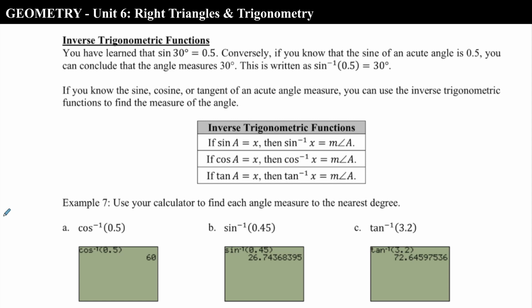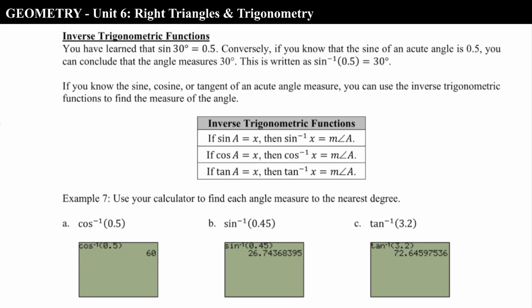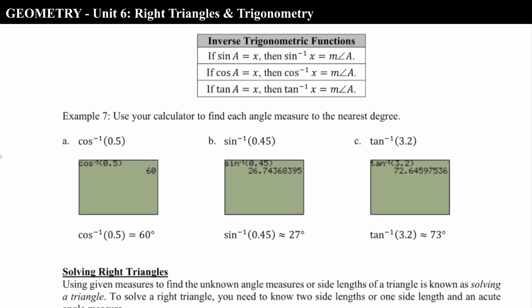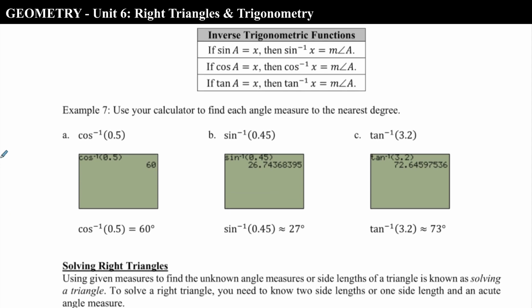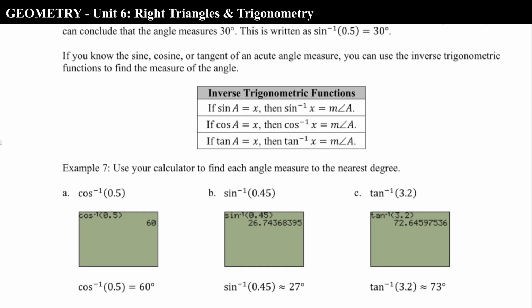If you know the sine, cosine, or tangent of an acute angle measure, you can use the inverse trig functions to find the measure of the angle, and that goes for sine, cosine, and tangent. The easiest way to do this is use your calculator. So let's pull our calculator back out and take a look at what this entails.